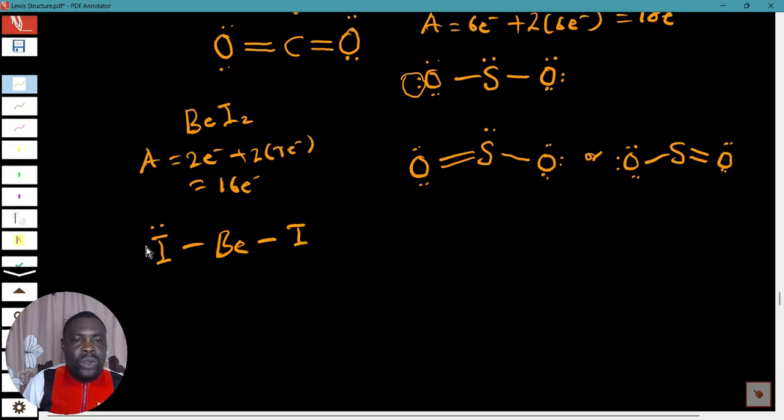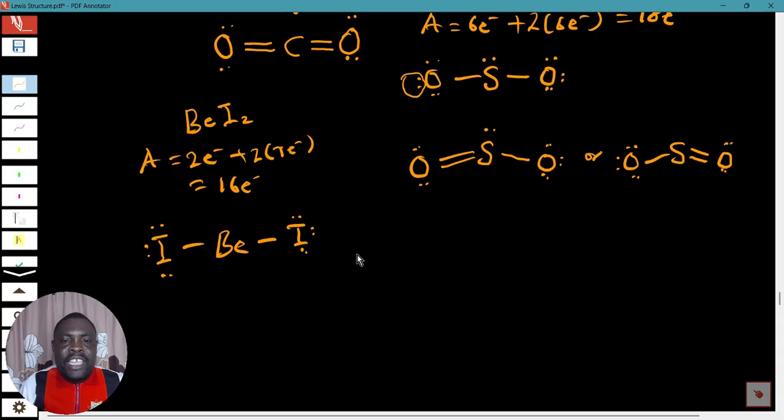Let's complete the octet of the iodine. Now, how many electrons have we spent? 8 plus 8, making what? 16. Now, look at the beryllium. Beryllium should obey the octet, that is 8 electrons, but beryllium only has these 2 electrons plus 2, making 4 electrons. But the problem is that we cannot convert any of the electrons on the iodine to a bond pair.